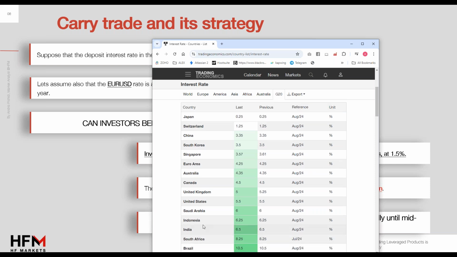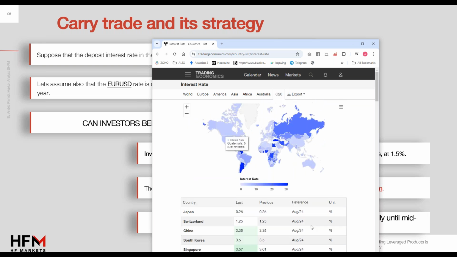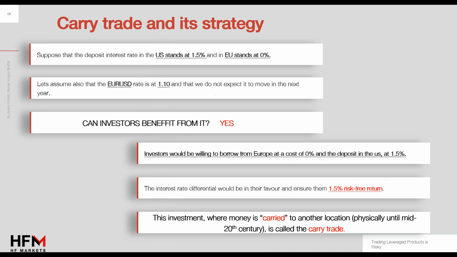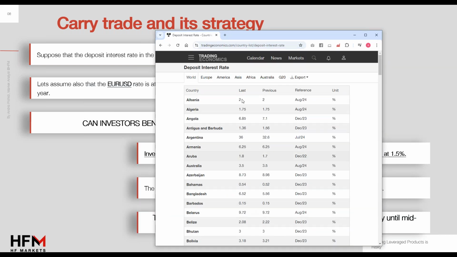It's a relationship that goes on forever. Right now, the United States has a 5.5% interest rate, right? Basically, I should actually be more specific and Google the deposit interest rates globally. Let's find deposit. Here it is. Let me just share it again with you. Here we are. Perfect.